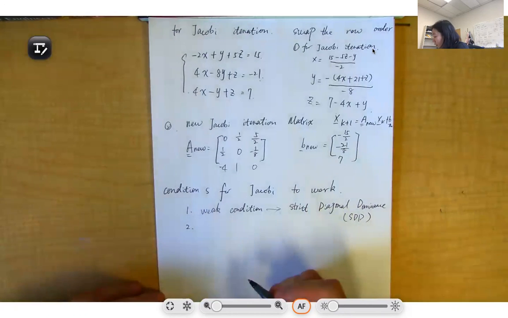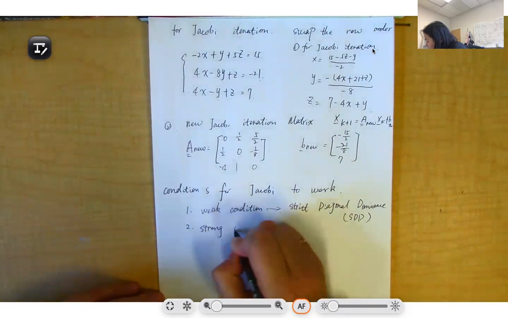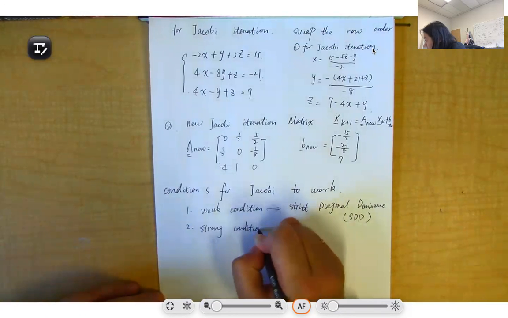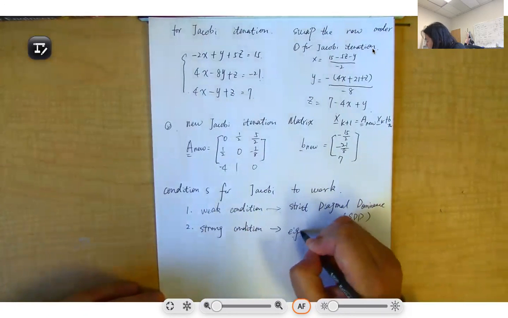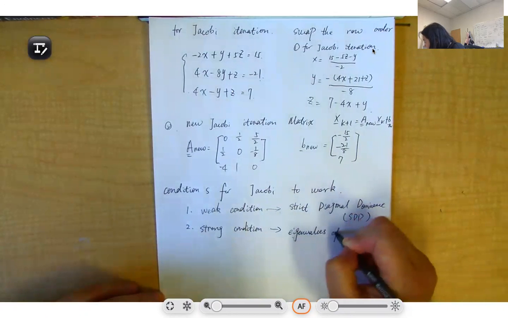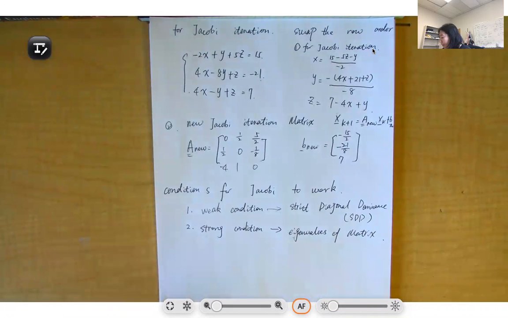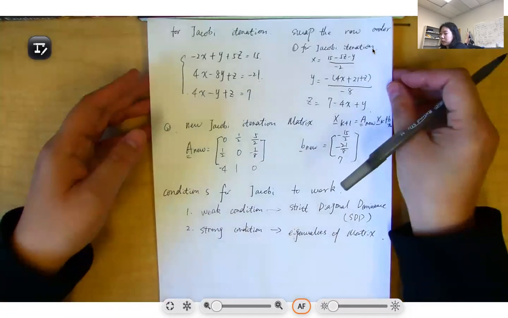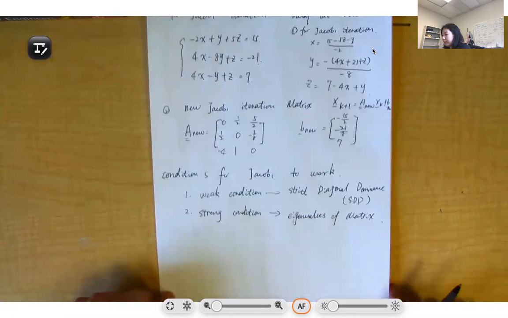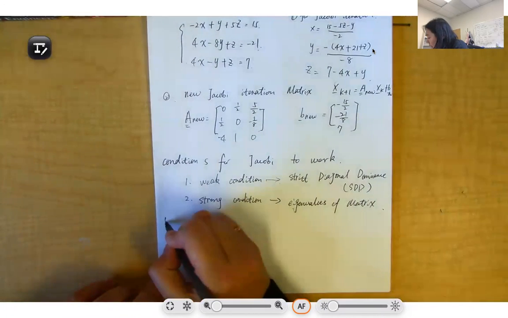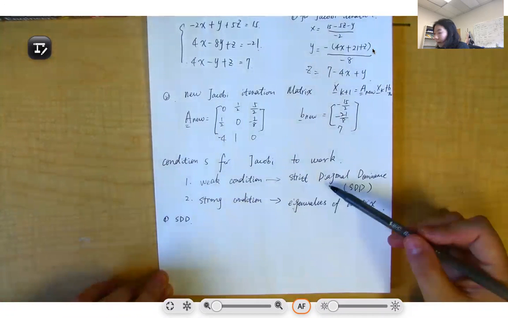Okay. There is another strong condition, and that is the eigenvalue of the matrices. So if the eigenvalue of the matrix of the Jacobi iteration is smaller than 1, the absolute number of the eigenvalue is smaller than 1, then it must work for Jacobi iteration. But if that is over 1 for the absolute number, then it won't work. Let's see why these two conditions work for Jacobi iterations. Okay. So let's see first the SDD, which is the strict diagonal dominance.